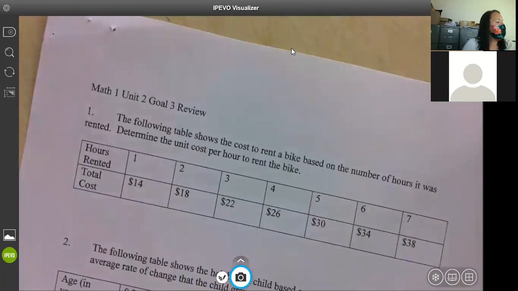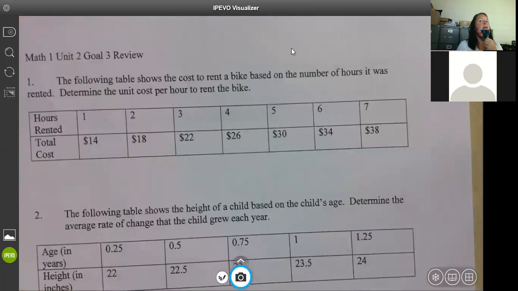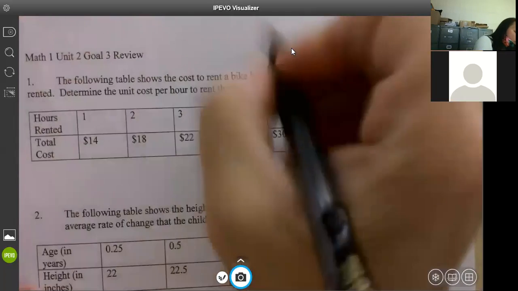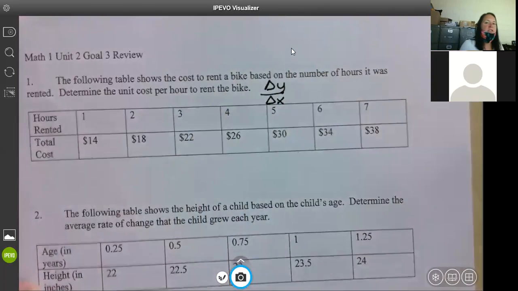Goal 3 is the hardest goal on this test. Goal 4 is super easy. Okay. So it says determine the unit cost per hour to rent the bike. That means find the slope, but they want the slope over 1. So just give me a decimal. Okay. So how do we find the slope? Remember, it's the change in y over the change in x.